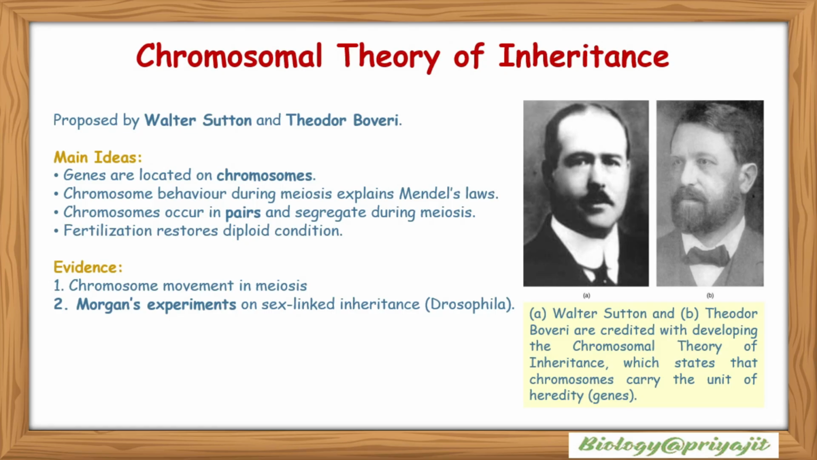Chromosomal theory of inheritance. This concept was proposed by Walter Sutton and Theodore Boveri. The main idea is that genes are located on chromosomes, and the behavior of chromosomes during meiosis can explain Mendel's laws. The chromosomes occur in pairs and they segregate during meiosis, and fertilization restores the diploid condition. Evidence: chromosome movement in meiosis, and Morgan's experiment on sex-linked inheritance in Drosophila.